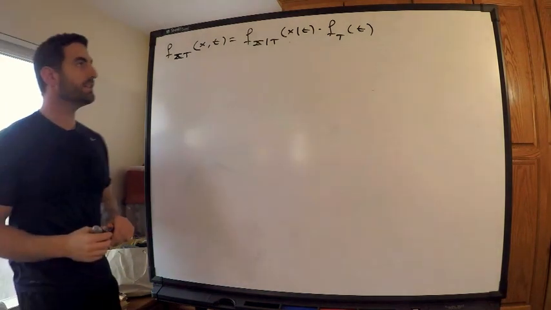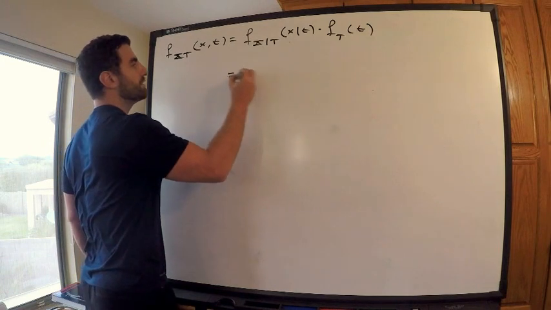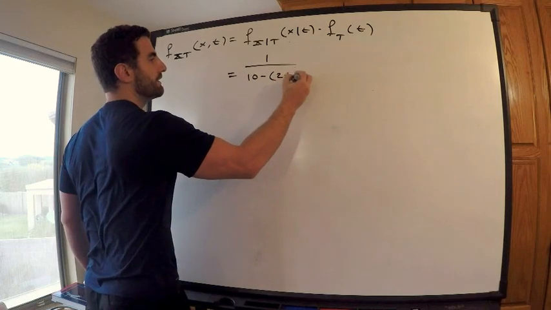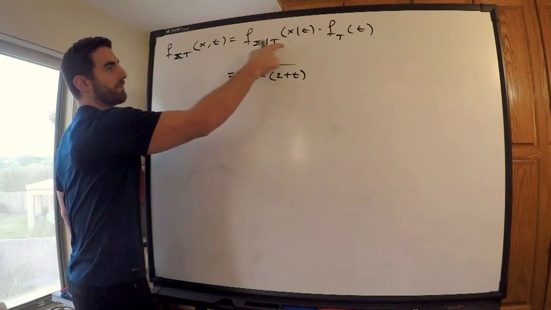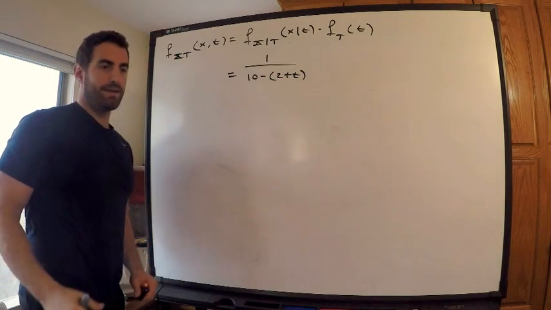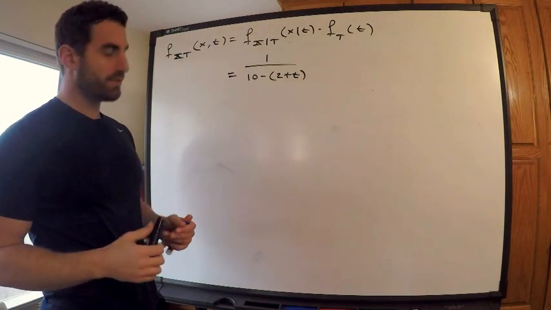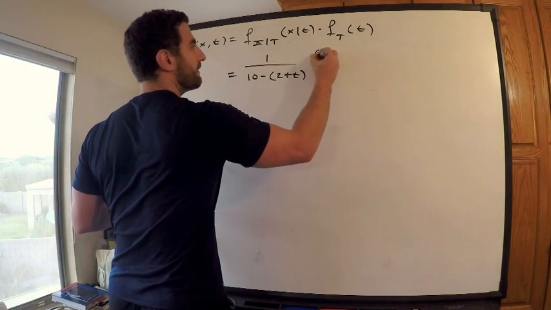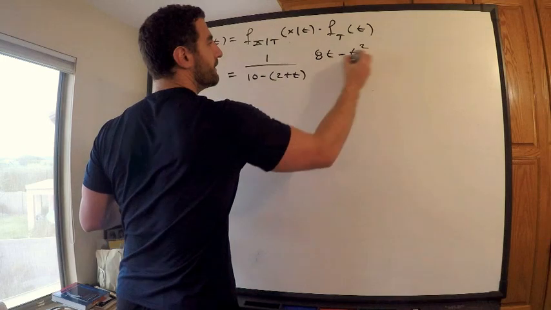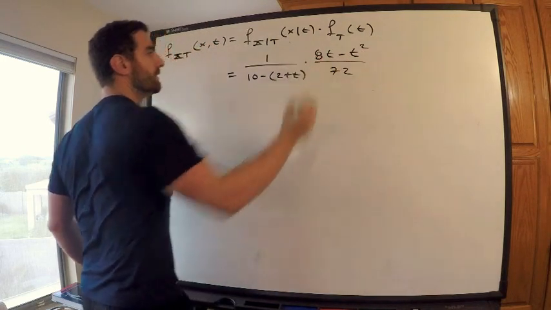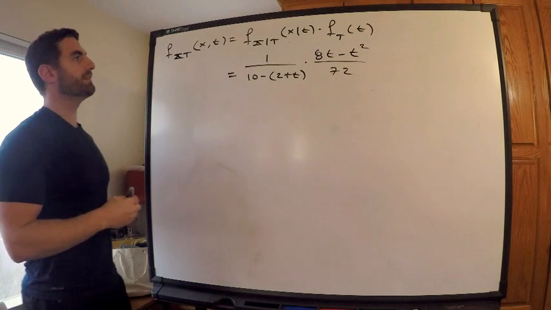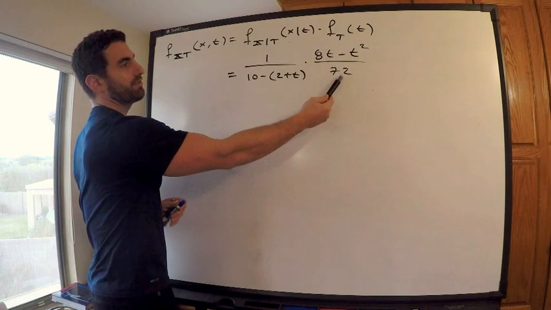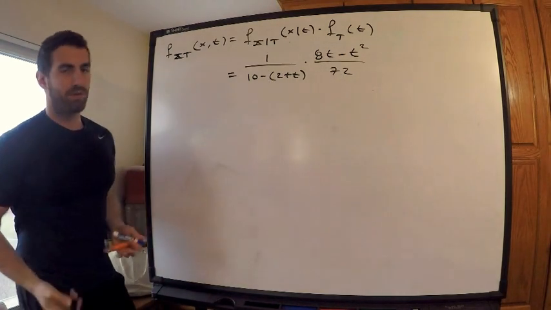We have the conditional density. Conditional density was equal to 1 over 10 minus 2 plus t. Okay, that's my conditional. My density function for t was also given, and that was equal to 8t minus t squared divided by 72. Hopefully you see where I'm getting these things. I have my marginal distribution here, and I have my conditional here. I take the product.